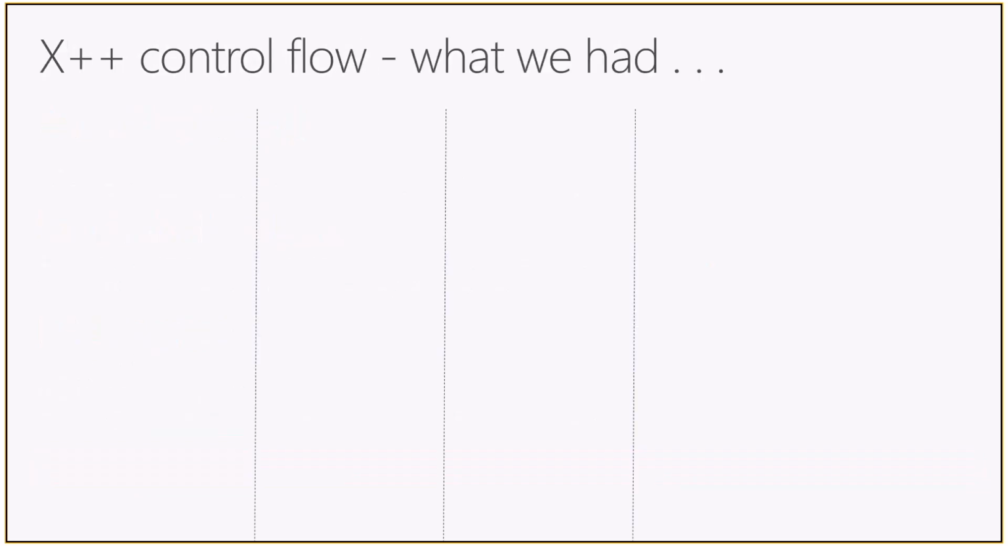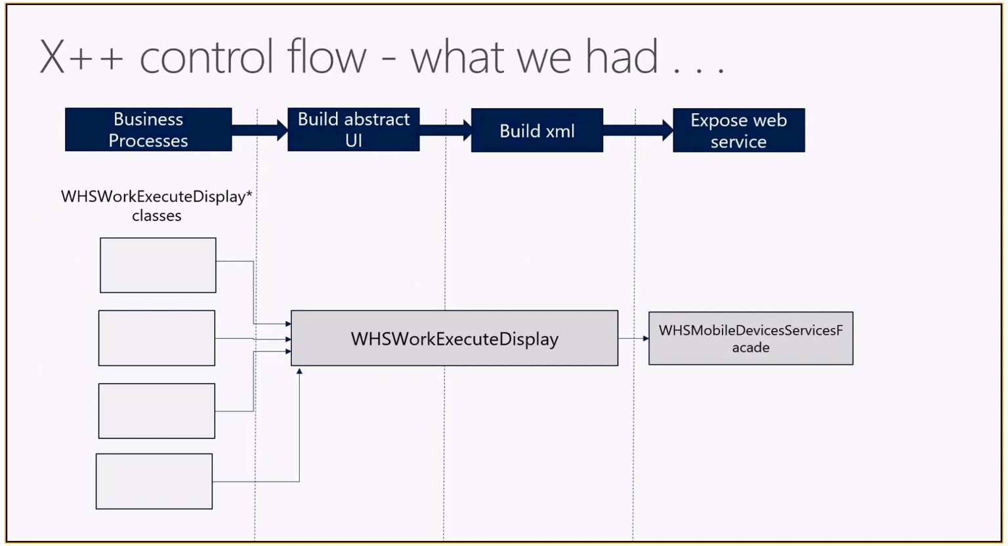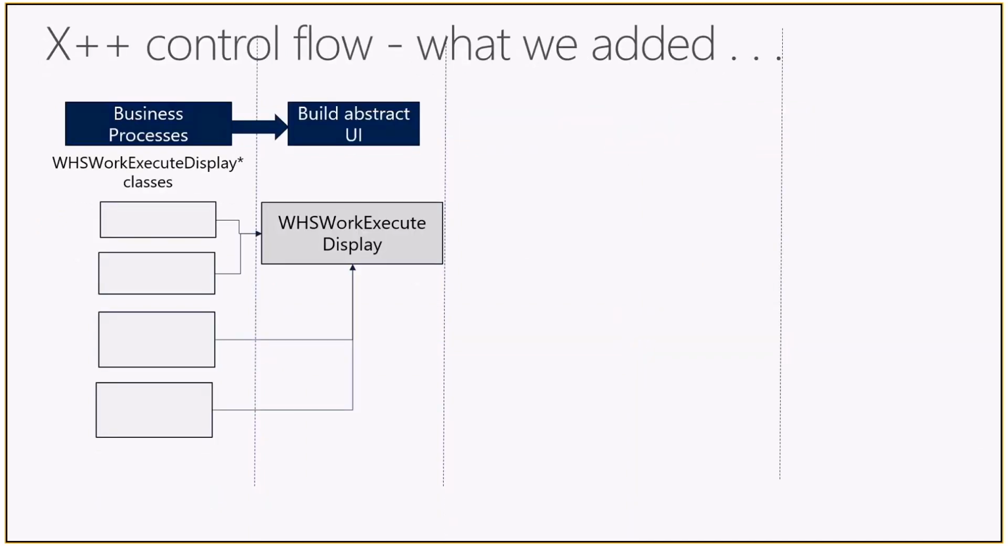Just to illustrate how this is different from the WMDP, this is what we had in the previous version. The WHS work execute display classes built the workflow necessary for the specific screens. Then the base class, WHS work execute display, handled the logic of building both the UI and translating that into the XML, which was then pushed out of that custom service, which then was used by that IIS to translate into HTML. So in this new model, we split this up a bit.